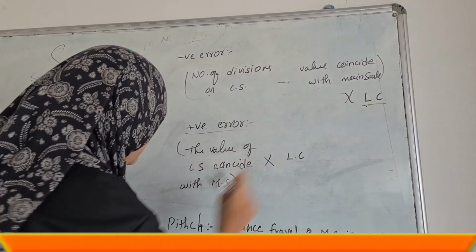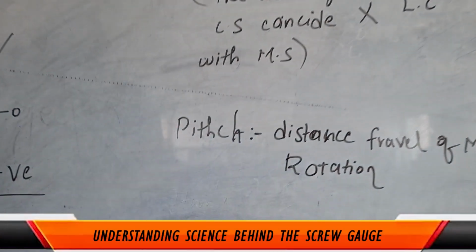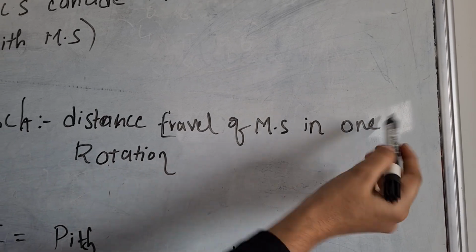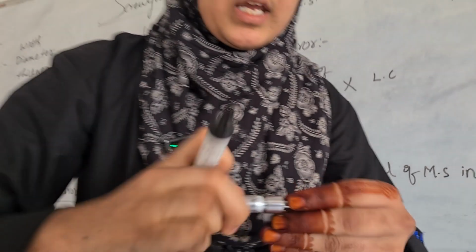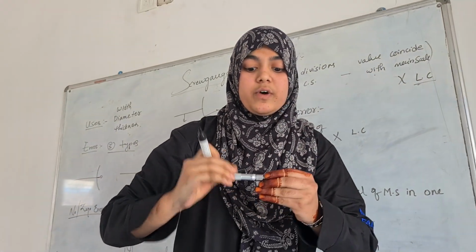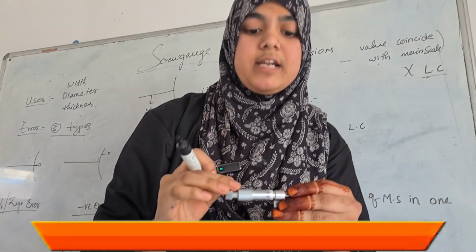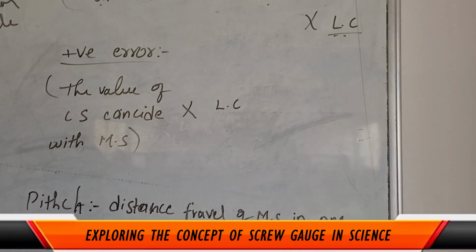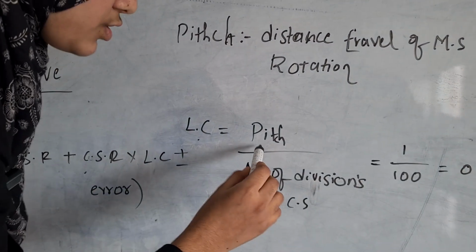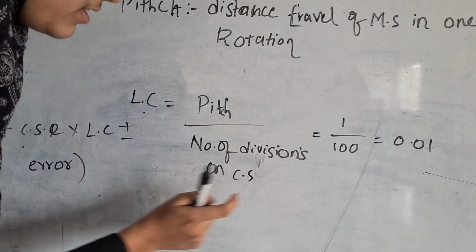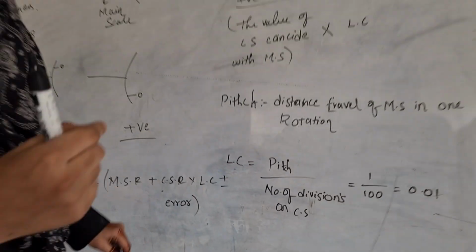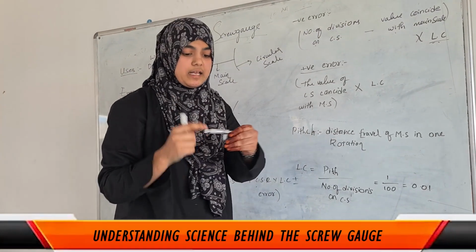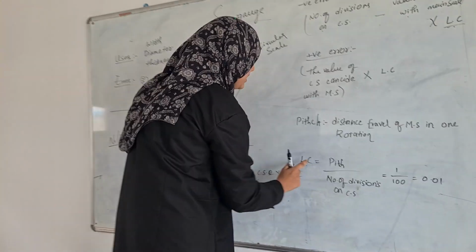For explaining this, first we should know the meaning of the pitch. Pitch is the distance traveled by the main scale in one rotation, like this. If we rotate like this, for one rotation, how much it is traveling is known as the pitch. Now the meaning of the least count. Least count is the pitch upon the number of divisions on the circular scale. We can simply say the smallest unit of measurement that an instrument can measure is known as the least count.